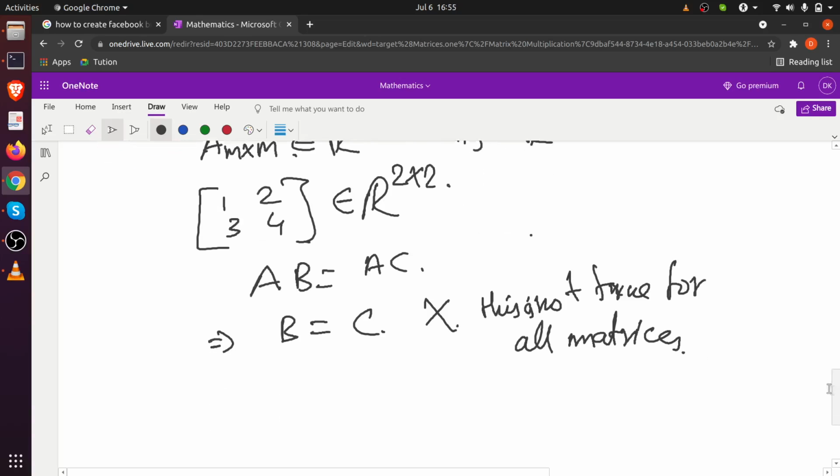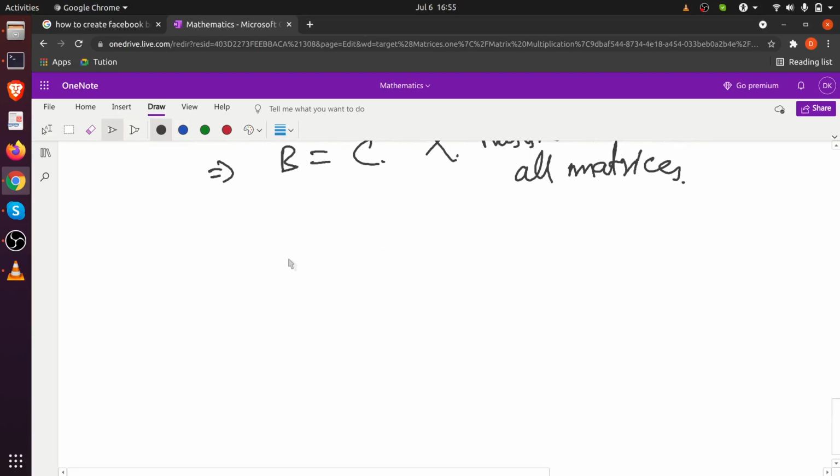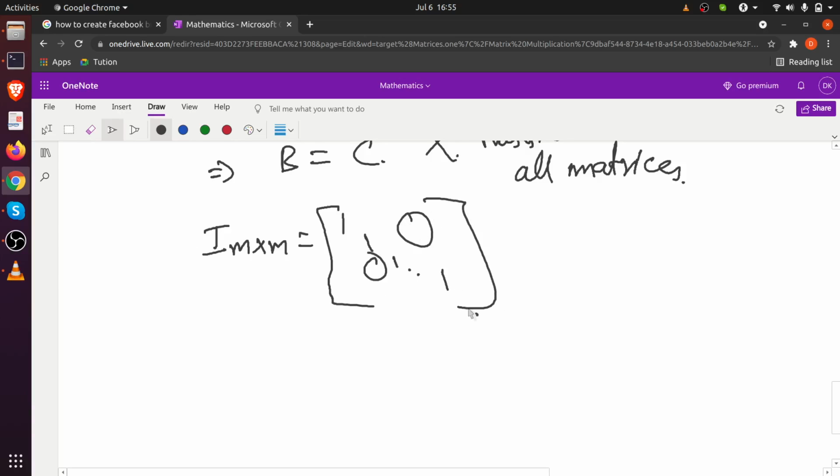So before talking about the inverse of a matrix, we need to know what the identity of matrix multiplication is. The identity matrix for a square matrix of size m by m will look something like this: all the elements on the diagonal are 1 and the rest of the elements are 0.